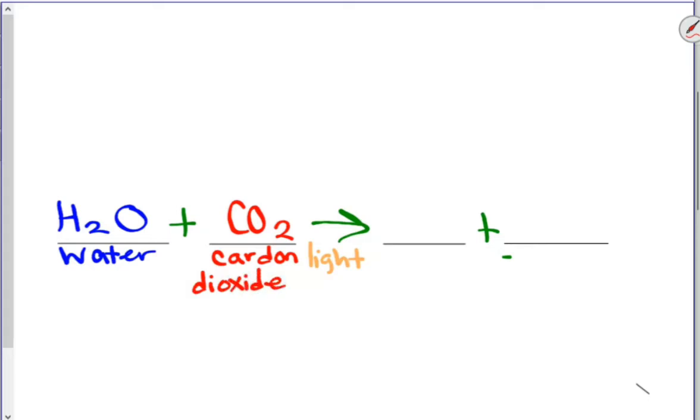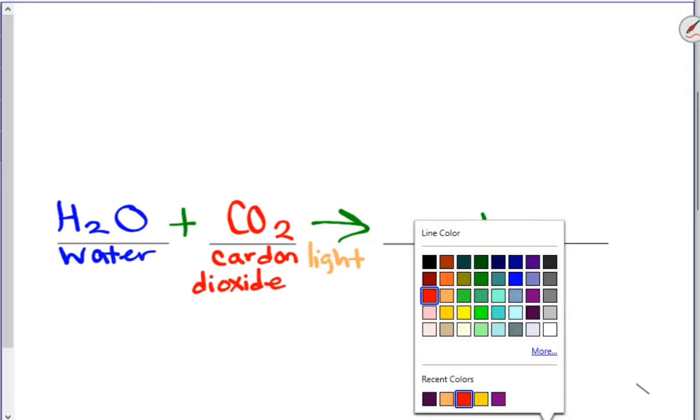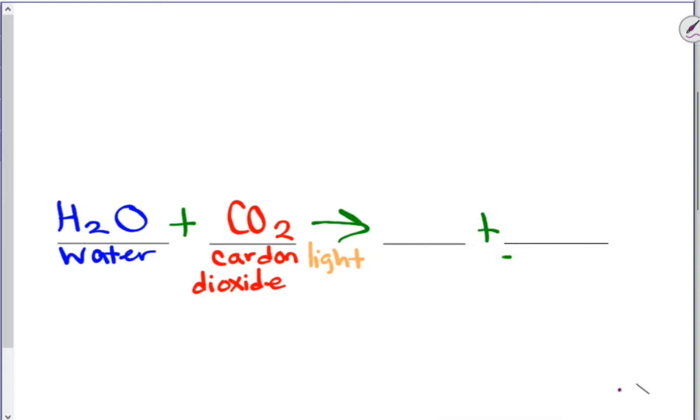All right, so we're done with the left side. Let's deal with the right. What gas do plants make that's super convenient for us? Oxygen, okay? So oxygen is a product of photosynthesis. Okay, y'all, it is diatomic oxygen. It's O2. So O2 is the oxygen gas that's in the air that plants produce.